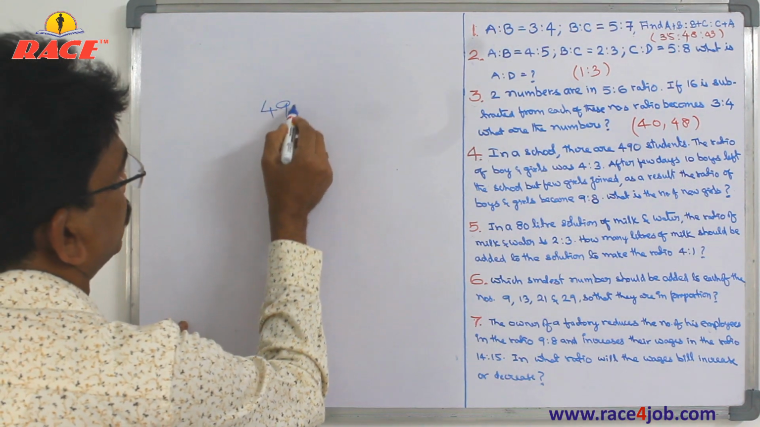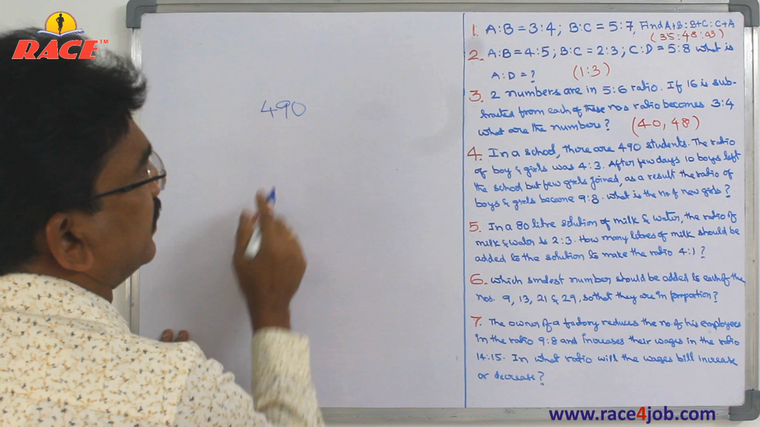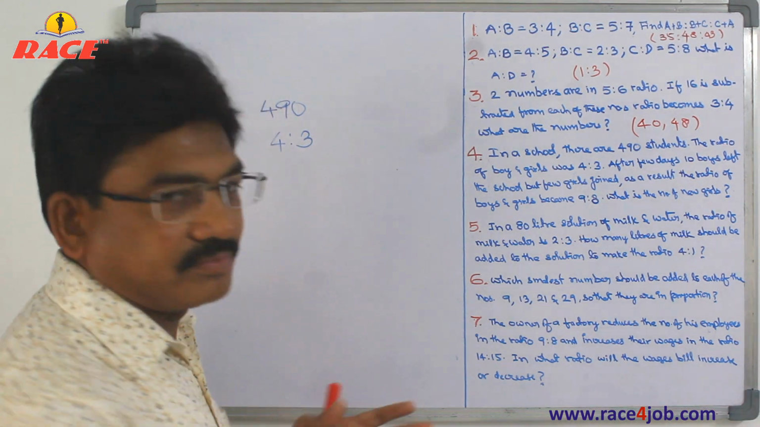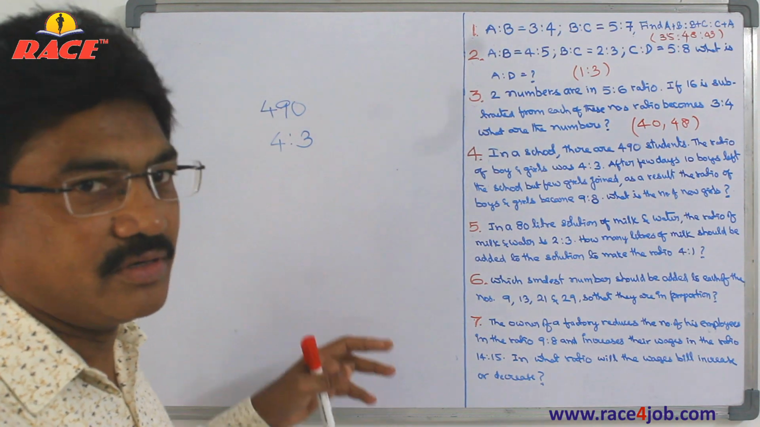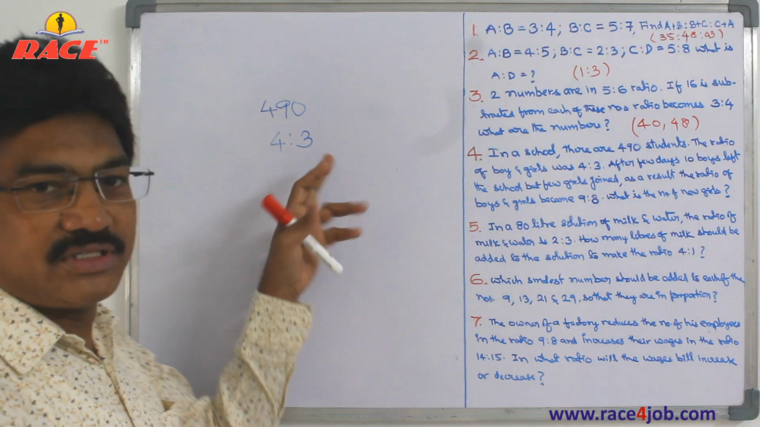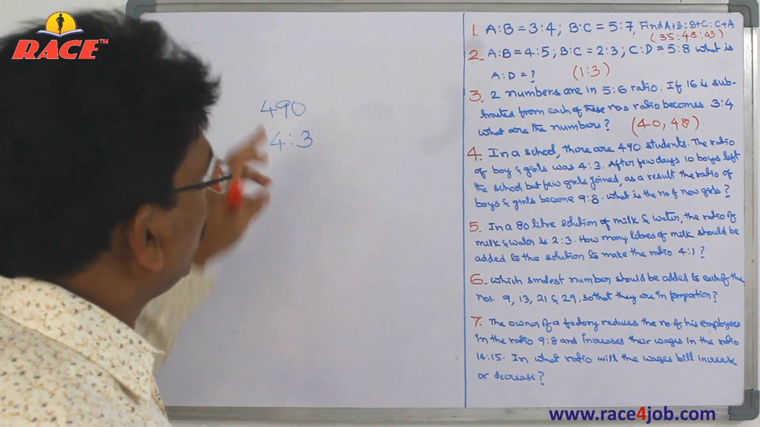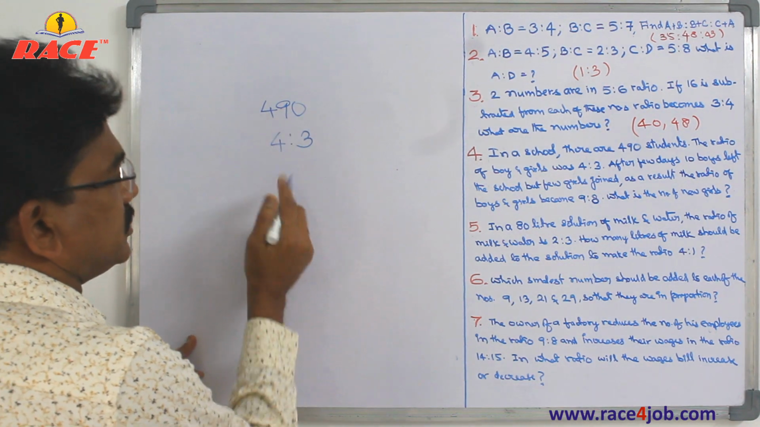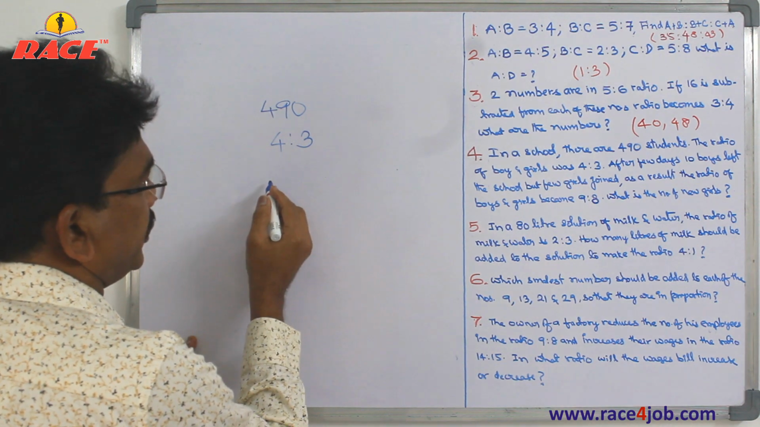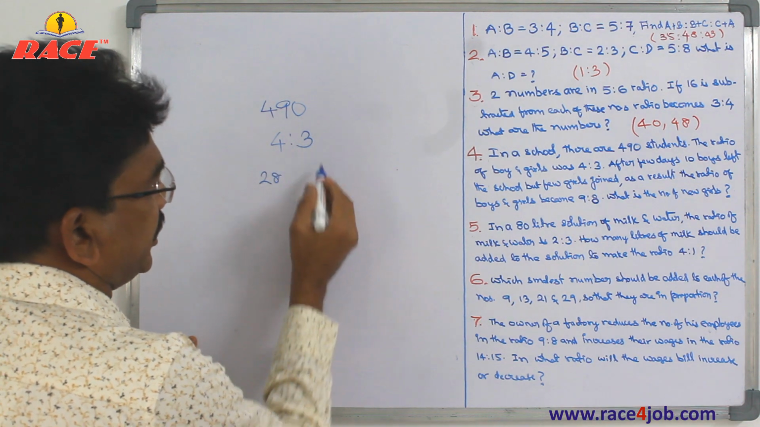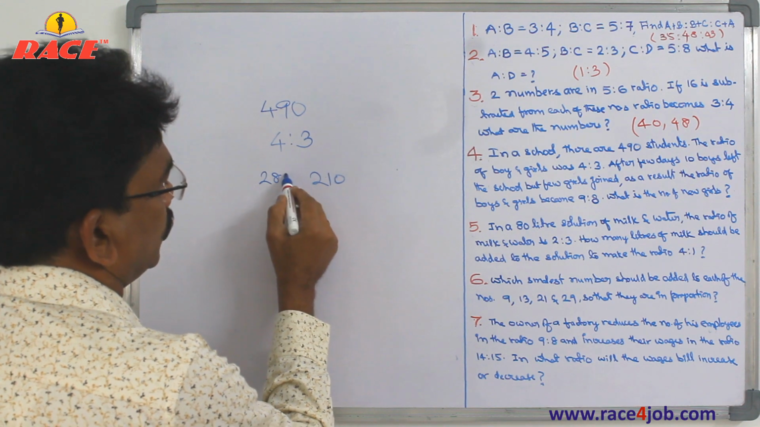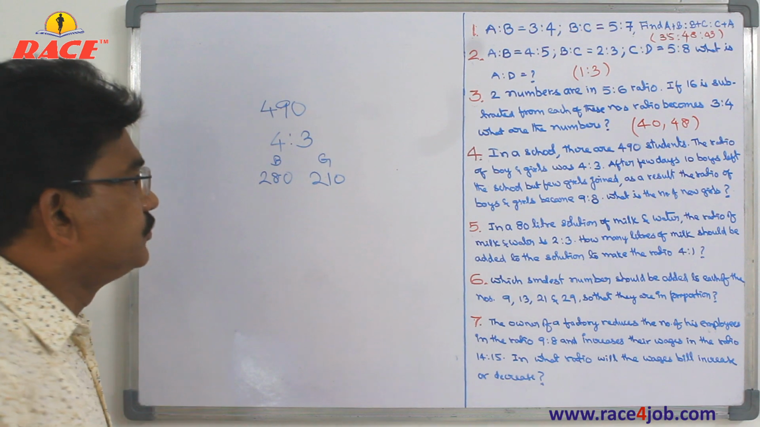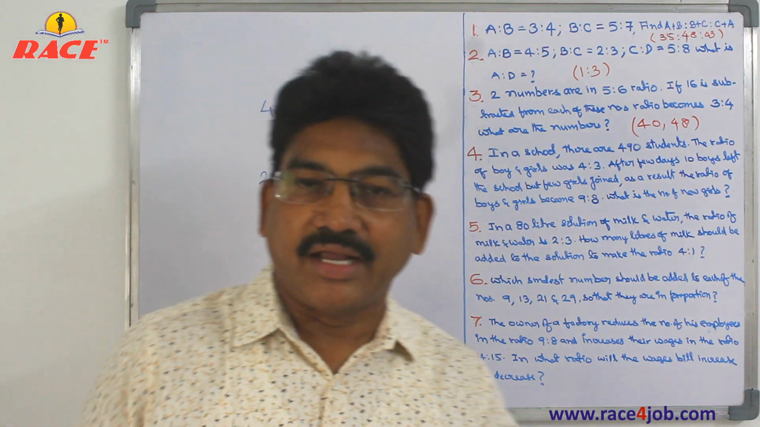See, 490 students totally, and they are in 4:3 ratio. 4:3 ratio means we can easily find out the number of boys and the number of girls. Okay? 4 plus 3, 7. Total 7 parts. 490 into 7 parts means each part is 70. 70 into 4, 280. Then 70 into 3, 210. 280 boys and 210 girls are there.